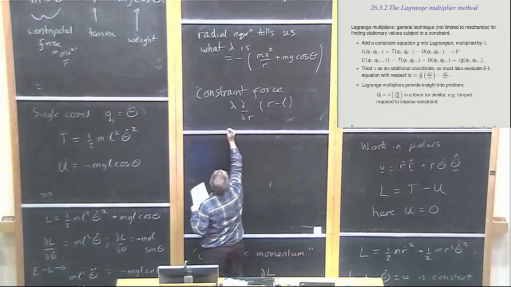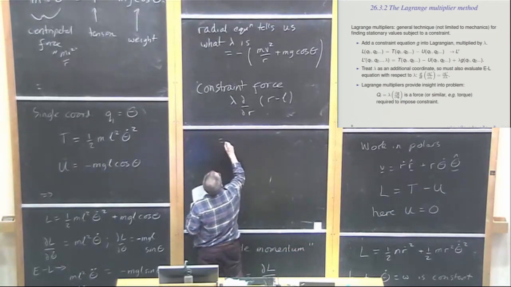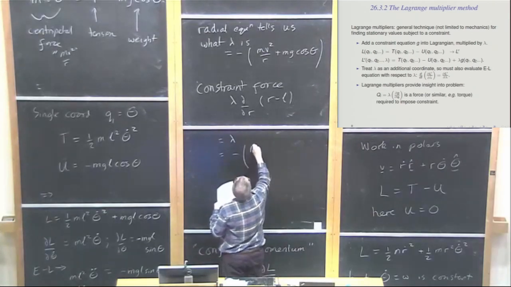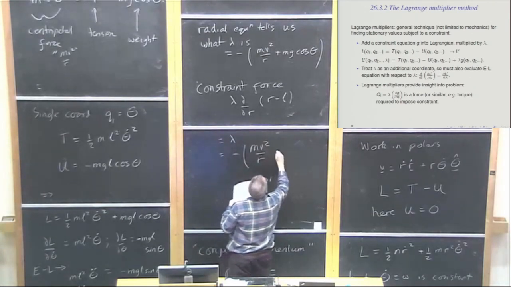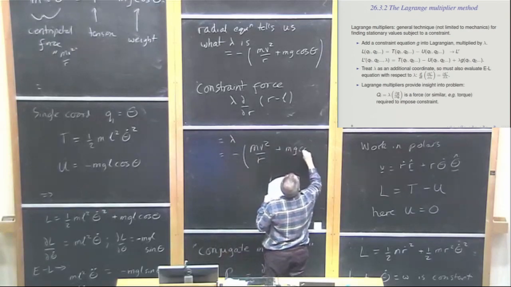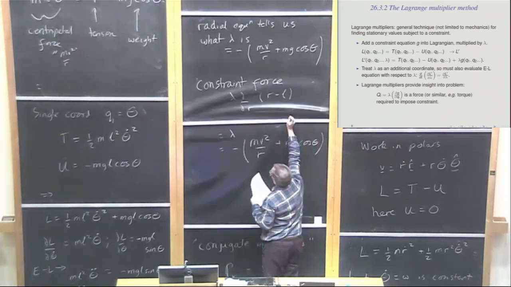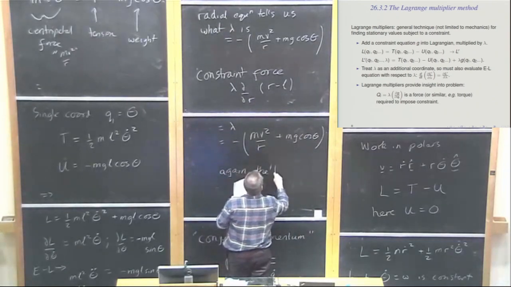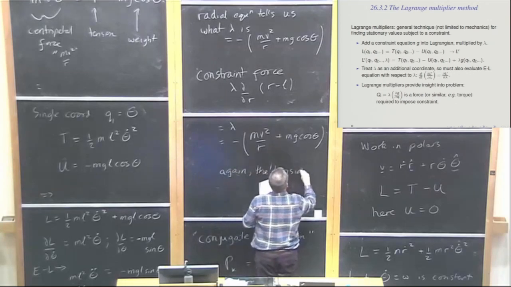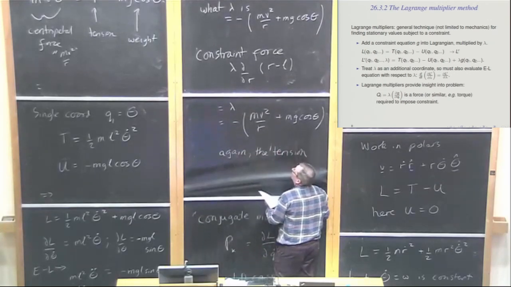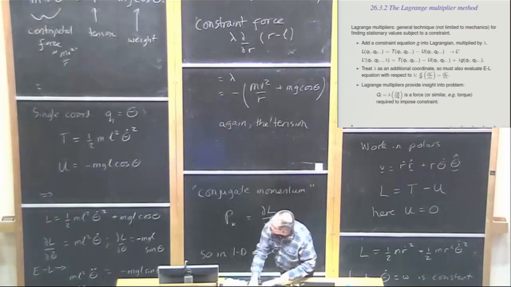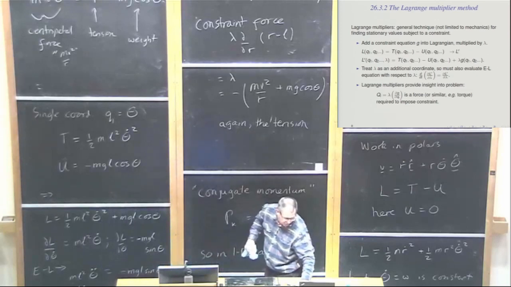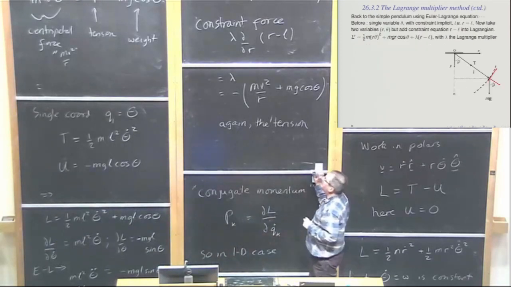So the constraint force is equal to lambda, which is equal to minus mv squared over r plus mg cosine theta, which is, again, the tension. Okay, so this Lagrange multiplier method has also given us the same results, in particular the tension in the string. So that's two ways you can get at that.